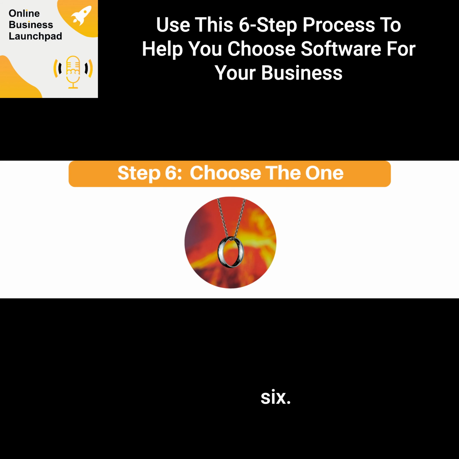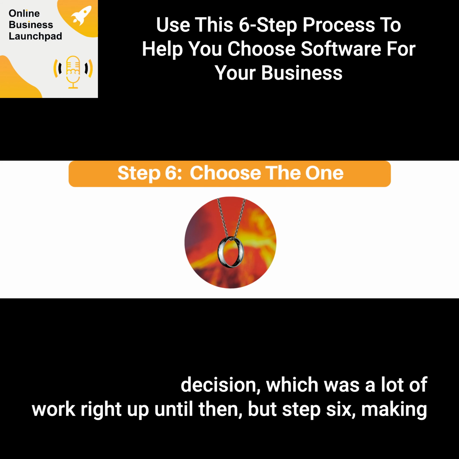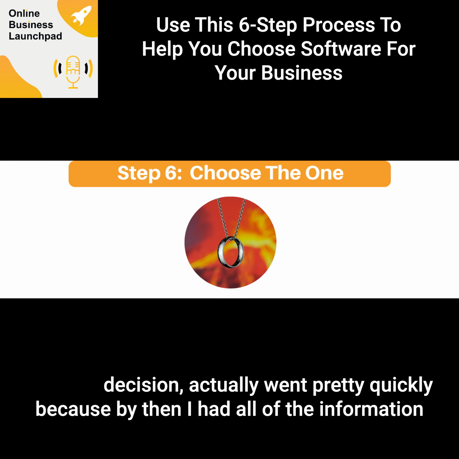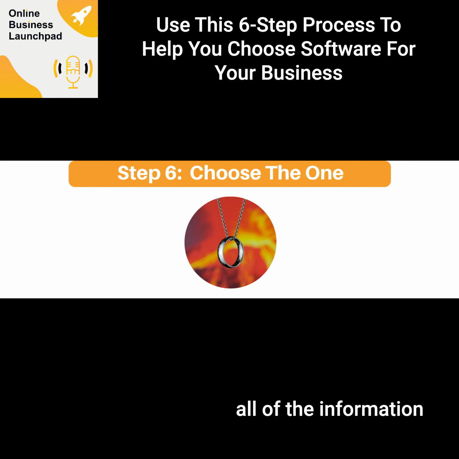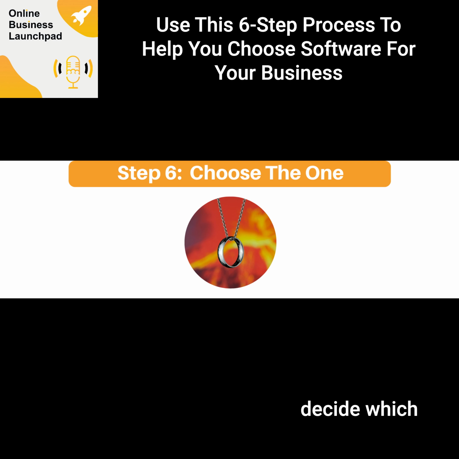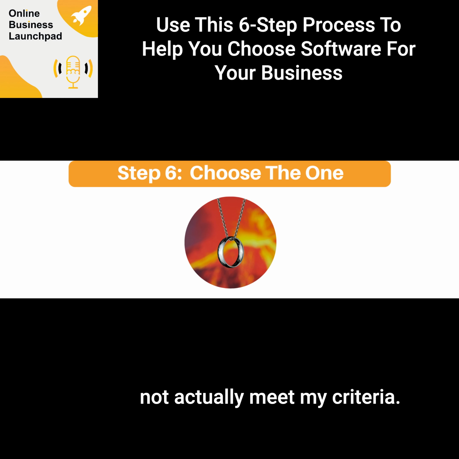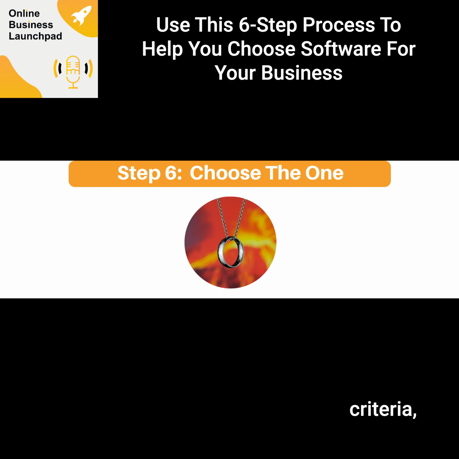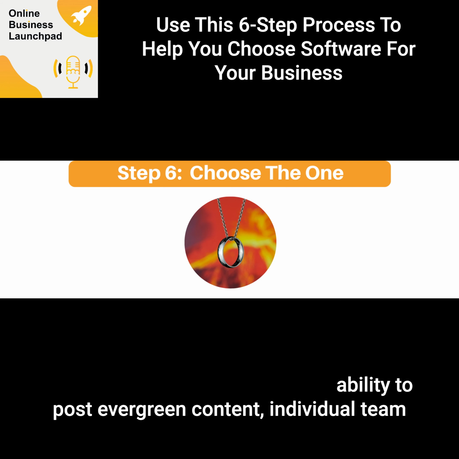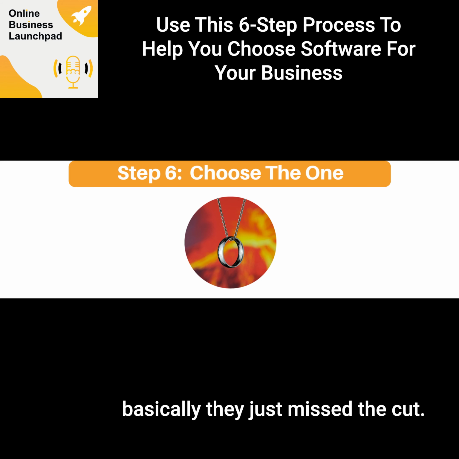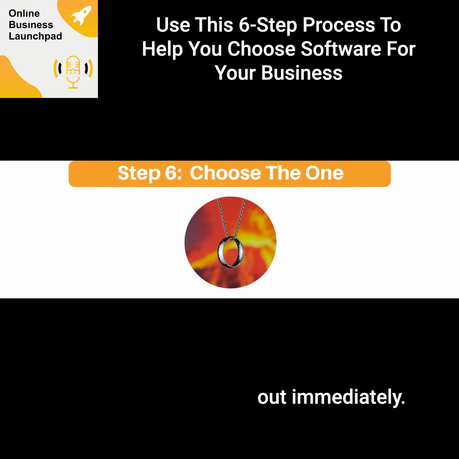Now, step 6, making the final decision, which is a lot of work right up until then. But step 6 actually went pretty quickly, because by then I had all of the information there, had it all laid out, and I was able to go through quite quickly and decide which ones did not actually meet my criteria. If they didn't meet one or more of my top criteria, particularly around affordability, ability to post evergreen content, individual team member access, or being able to post on YouTube, basically they just missed the cut. They just got chopped out immediately.